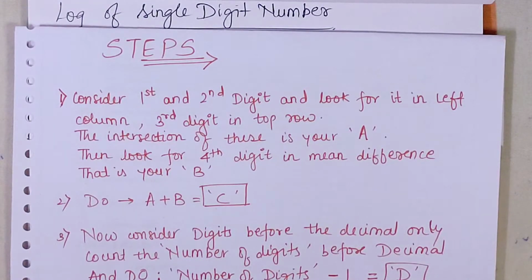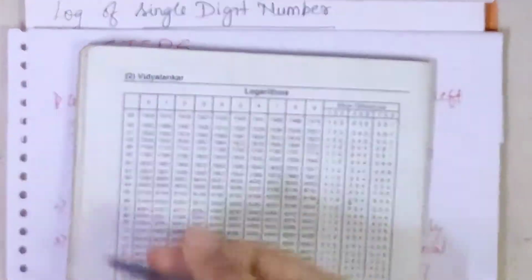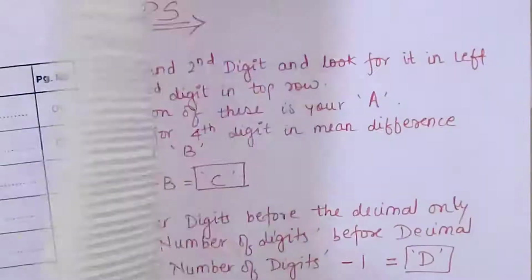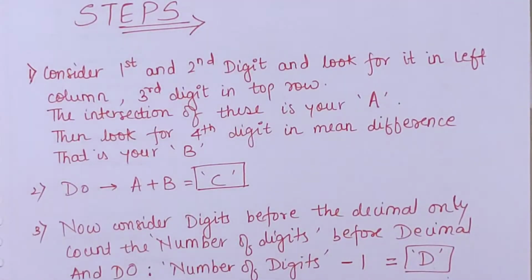Hello friends, welcome back. So in this lecture, I am going to show you the best trick to find the log of a single digit number. I am sure that when you want to find the log of a single digit number and you look into the log table, you would say that my log table starts with 10 and ends with 99. So how do I find the log of a single digit number? And here is the trick for you.